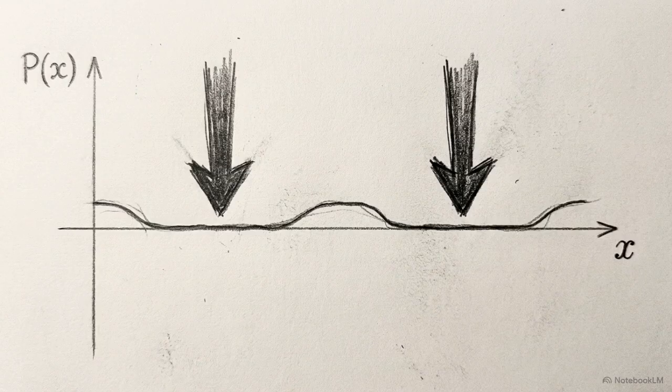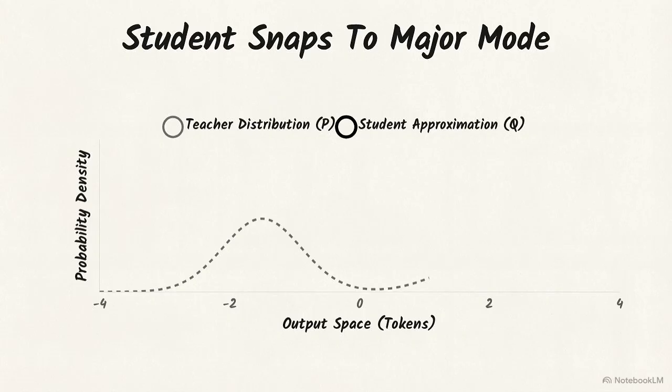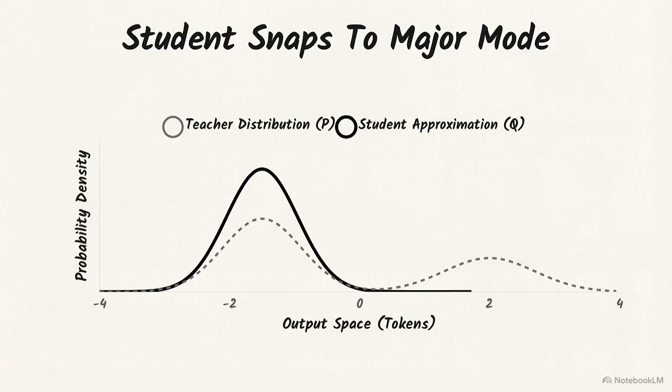Returning to our Gaussian mixture, we have the same teacher distribution with two sharp peaks. When optimized via reverse KL, instead of stretching, the student curve snaps tightly over just one of the teacher's peaks, completely abandoning the other. The student ignores the teacher's long-tail variance to perfectly capture its highest probability major mode.